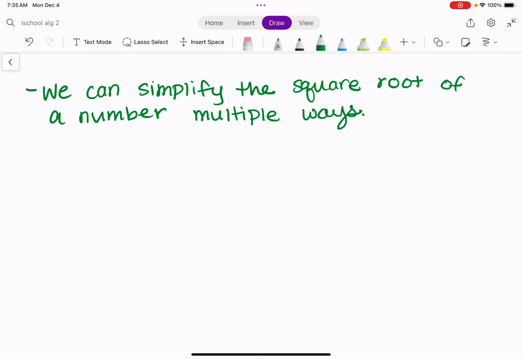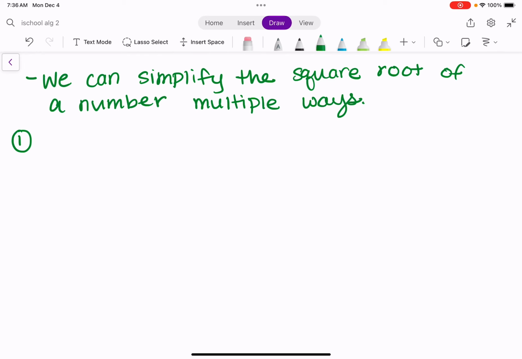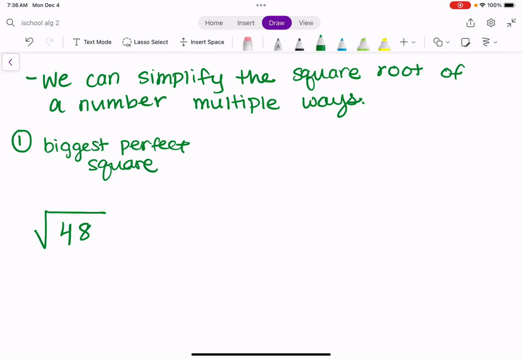So I am going to show you 2 ways, and then you are going to decide which way you like better, and that's how you can do the practice, okay? The first way is the fastest way, and that's by finding the biggest perfect square. Okay? So, let's say we're trying to find the square root of 48.